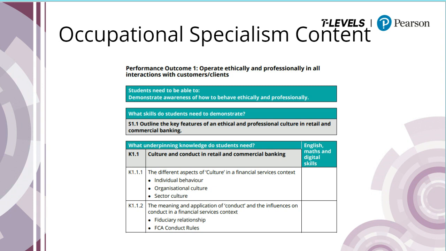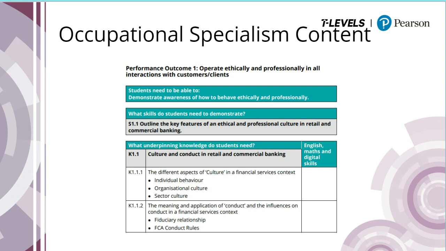The way this is laid out, at the very top in the green box, we've included the skills from the general competency framework that the students need to have the opportunity to demonstrate through the knowledge and skills covered in that performance outcome. Then you've got the grey box, the first specialist skill covered by this performance outcome. So we've got S1.1, outline the key features of an ethical and professional culture in retail and commercial banking. S is the skill bit, as opposed to knowledge, which is the K bit.